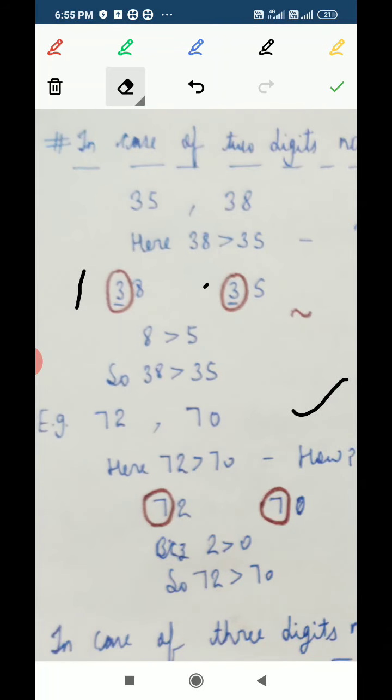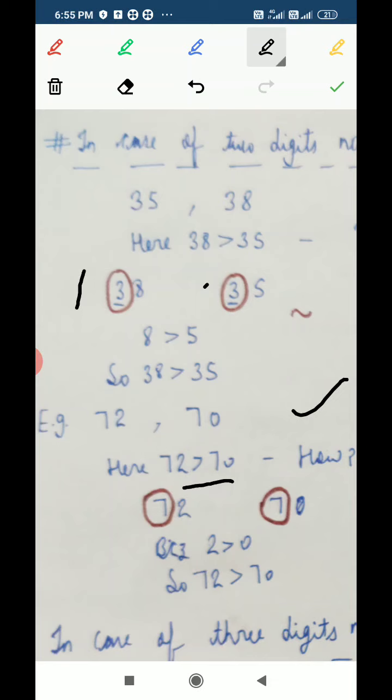To make it more clear, let's take another example. We consider the two numbers 72 and 70. Now we have to find which one is greater, 72 or 70. So 72 is greater than 70, but how? We will again repeat the same process. Between 72 and 70, we see that the leftmost position is occupied by the same digit, 7. 7 is the same in both the numbers. So what will we do now?